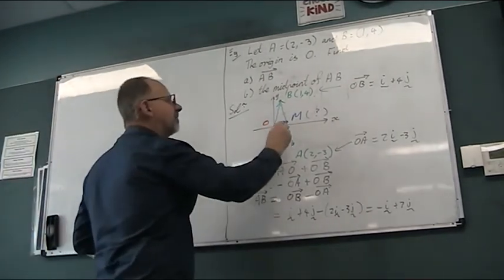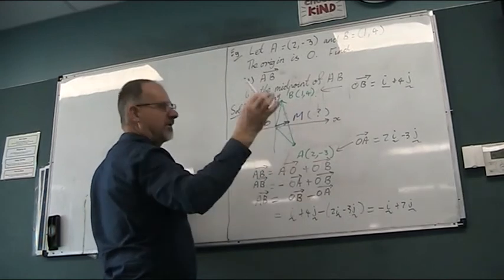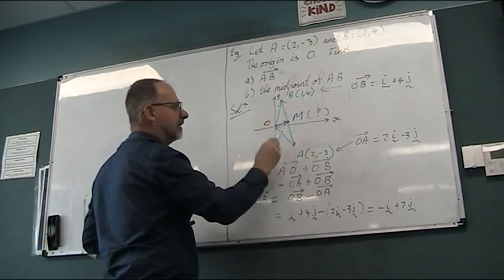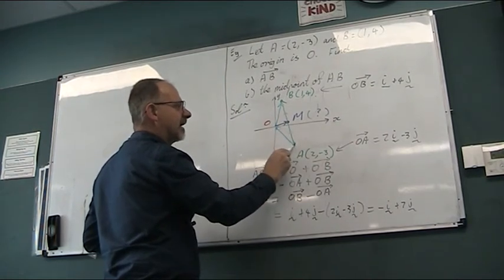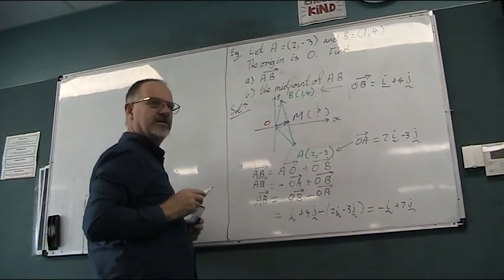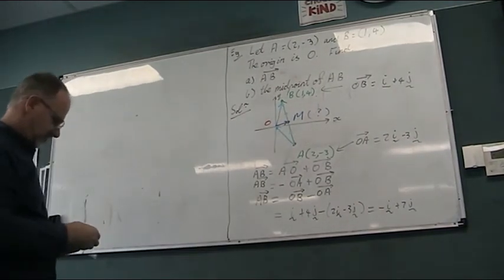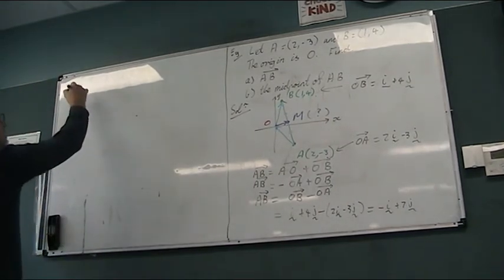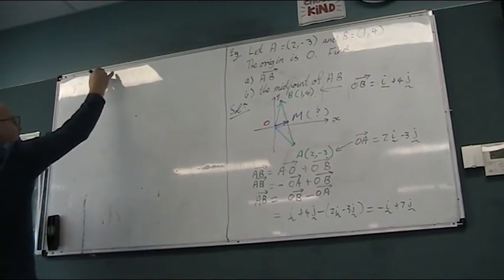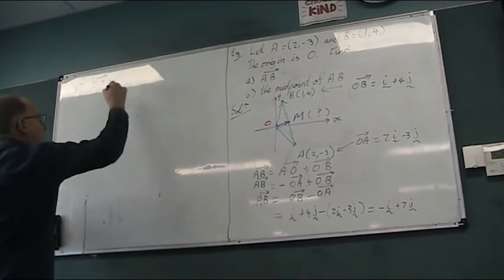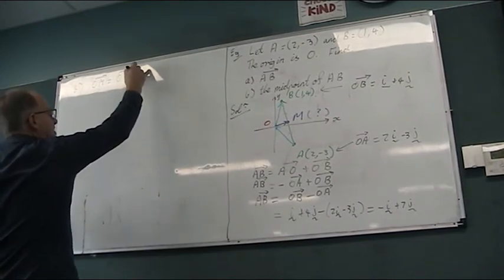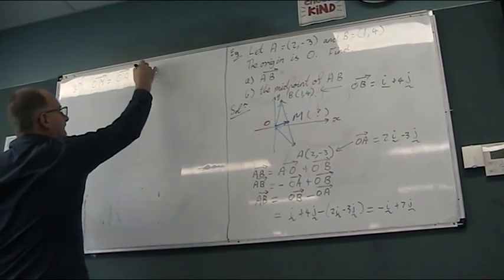So how can I get from O to M? Well, there's a couple of different ways I can go. I'm going to go from here to here. I'm going from O to A, and then I'm going from A to M. Yes? Happy with that? All right. So I want O to M, and I'm going from O to A, and then from A to M.